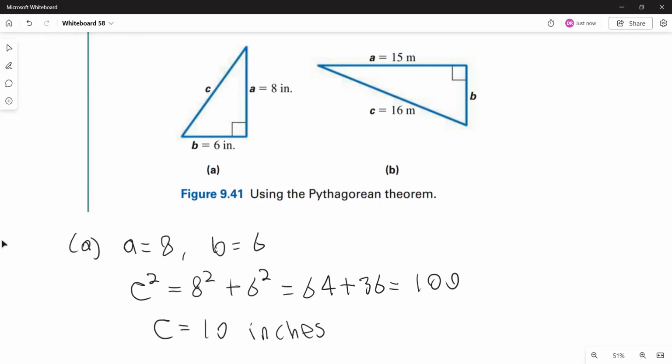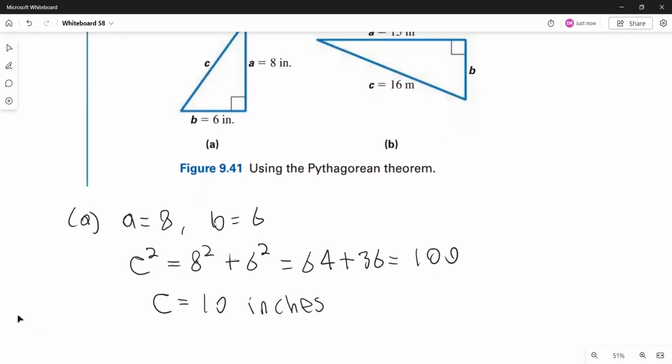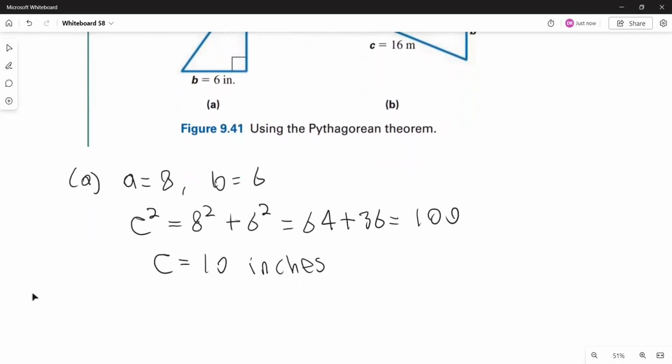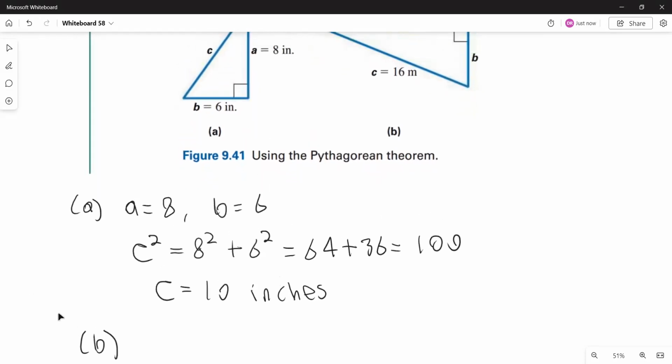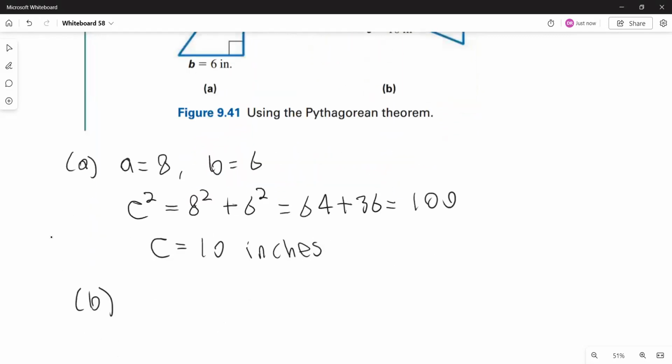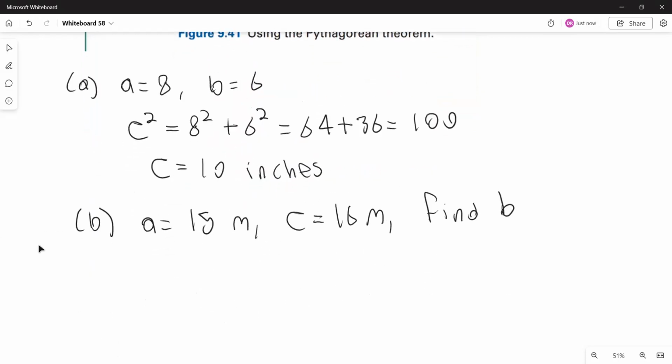And in part B, we know the hypotenuse and the length of one of the legs. So a is 15 meters, and the hypotenuse is 16 meters. We need to find the other leg. So the Pythagorean theorem says that 15 squared plus b squared equals 16 squared.